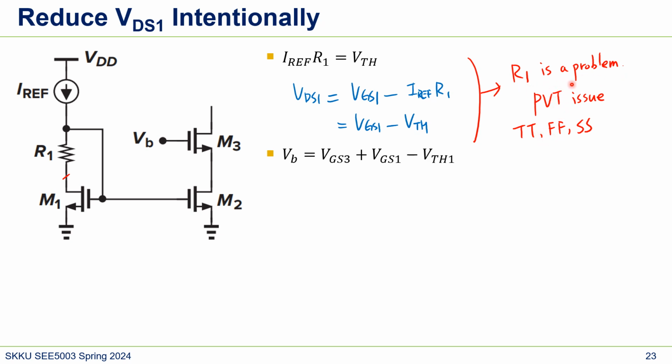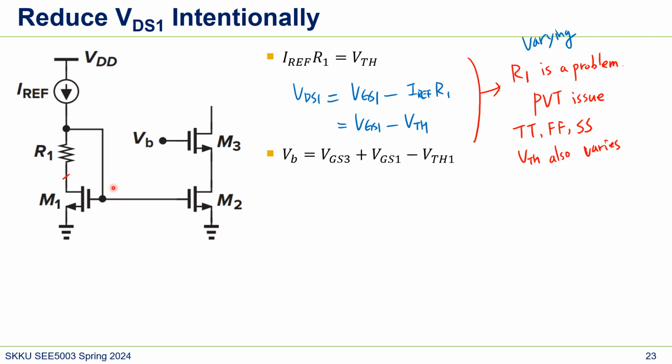So R1 is not accurate, R1 is varying, so that's a problem. And there's another problem too: VTH is also changing, right? So R1 is a problem, and VTH1 is also a problem. VTH also varies. This is the second issue that we have to solve.